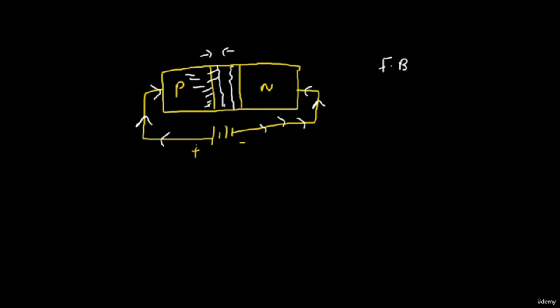And what is the layer known as? The layer is known as the depletion region. So this layer is known as the depletion region. It depletes, basically, that's why the name is depletion region. I think you get the point.